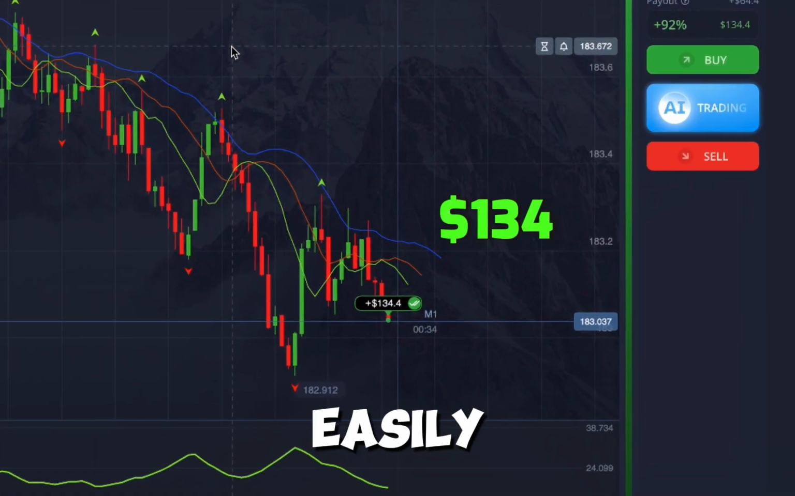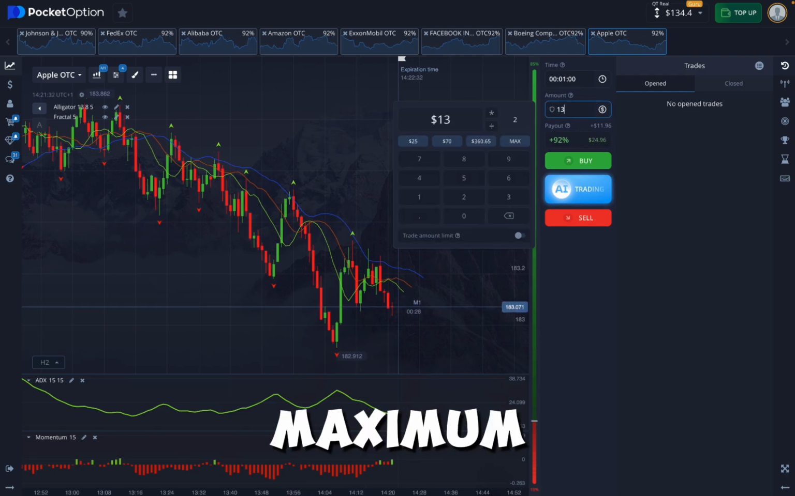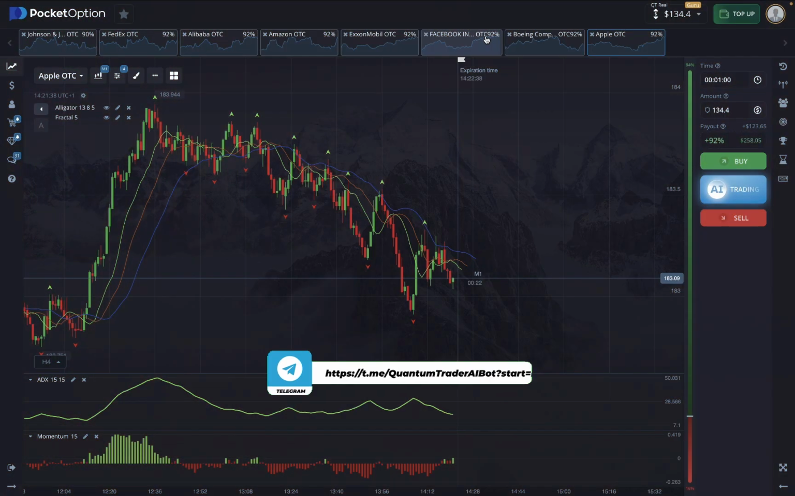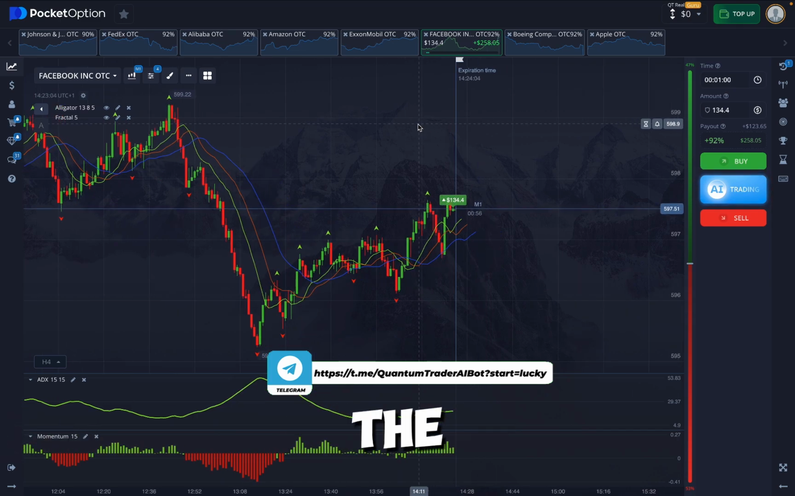And the first trade is easily enough closed in plus, excellent. The next position is also open on the maximum balance amount. Let's continue and pick up the next entry point. And here, immediately, we can open a position on the upside.